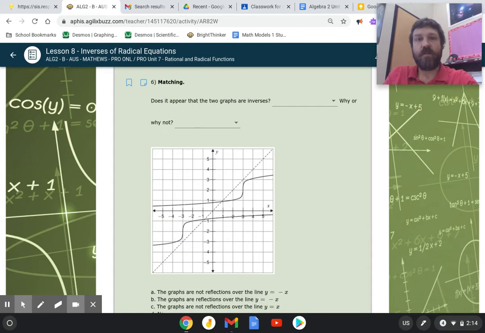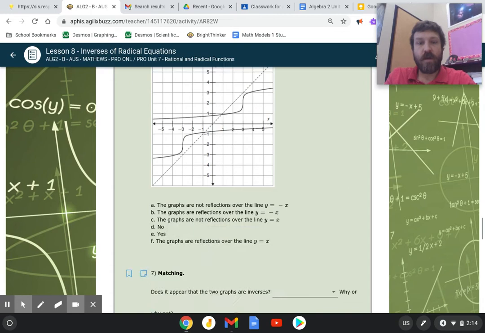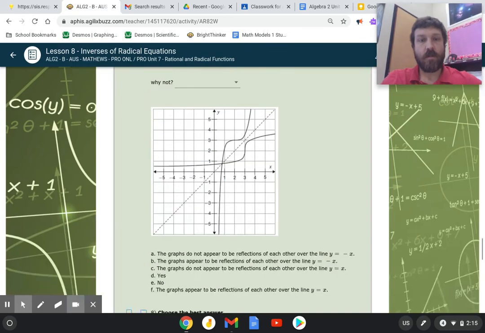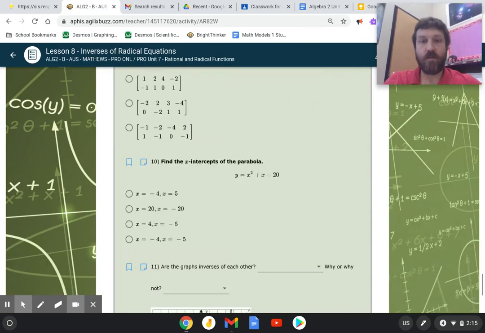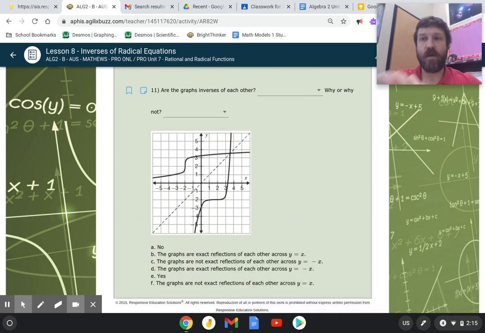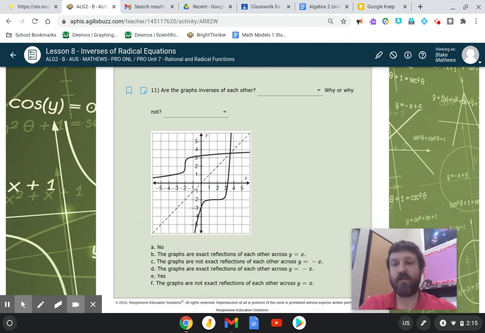So it says, does it appear that they're inverses? Why or why not? So you need to say yes or no based on what I just told you. And then remember, it's the line y equals x. So this blue line here is the line y equals x. So that is the line that determines if they're inverses. All right, that gets you through there, and the rest of this is going to be a review. Actually, number 11 as well is another inverse question. So again, is it symmetrical? And they've actually drawn the line for you. So you just decide whether or not they're inverses based on the graph. And that's it for lesson 8.